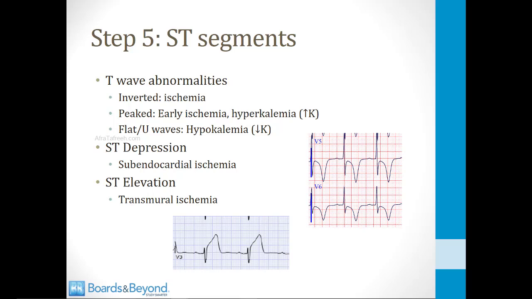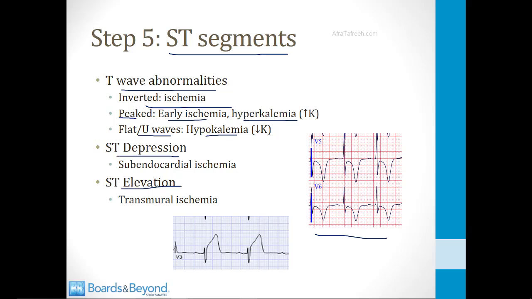And then the final step in my method for analyzing ECGs is to look at the ST segments. You want to look for things that may represent ischemia. So for example, T waves can be inverted in ischemia as shown in this picture here. And I talk about this in the video on ischemic basics. There are also other T wave abnormalities. T waves can be peaked in early ischemia and in hyperkalemia. There can also be flattened T waves with U waves present in hypokalemia. And then finally, ST depression and ST elevation are both signs of ischemia.